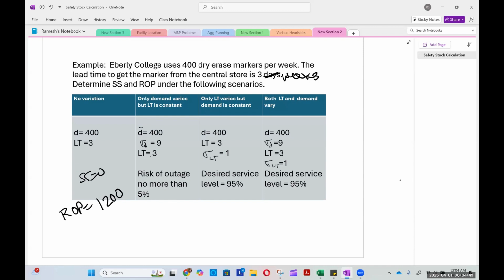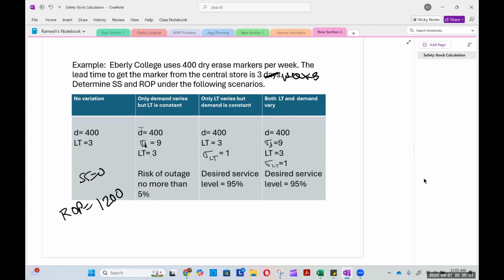All right. Second scenario is, again, the demand is 400 per week, but this time there's fluctuation. The weekly demand fluctuation, the standard deviation, is 9. Lead time doesn't fluctuate, it is 3. And risk of outage is no more than 5%. And the other 2 scenarios are described in a similar fashion. There's no variation in demand, but lead time is fluctuating, and here everything is fluctuating.